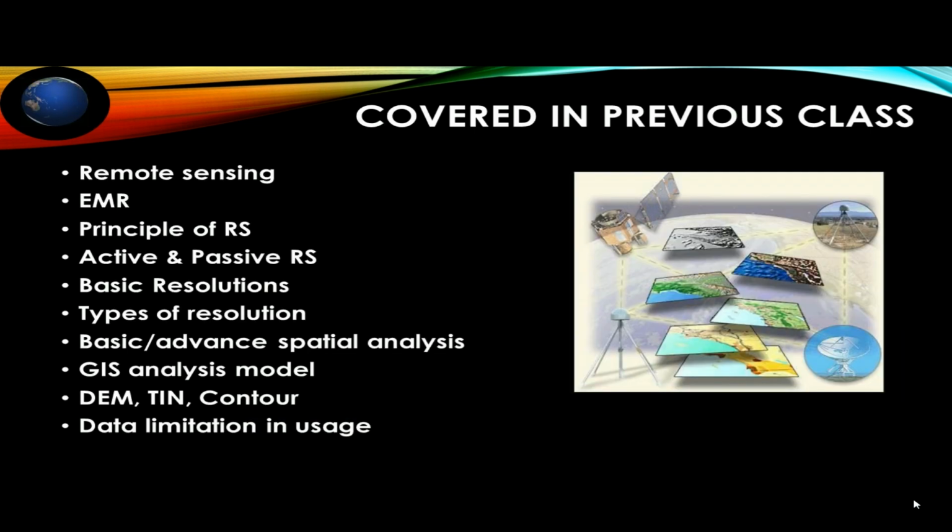In the last class, we covered what is remote sensing, what is electromagnetic radiation, what is the principle behind remote sensing, and what are the active and passive remote sensing types. We also covered the basic meaning of resolution, the spatial, temporal, spectral and radiometric resolutions, what purpose we use them for, and what they mean, with examples.